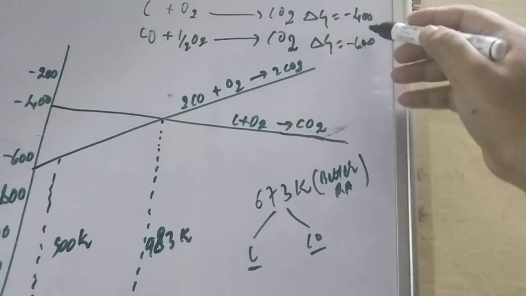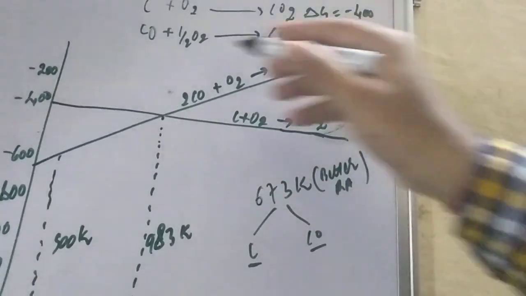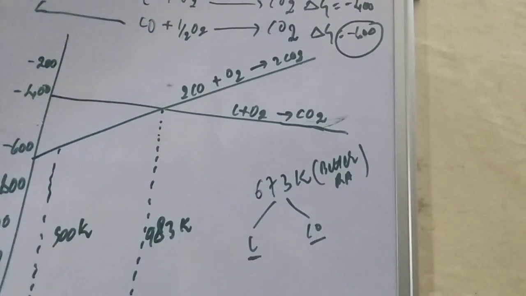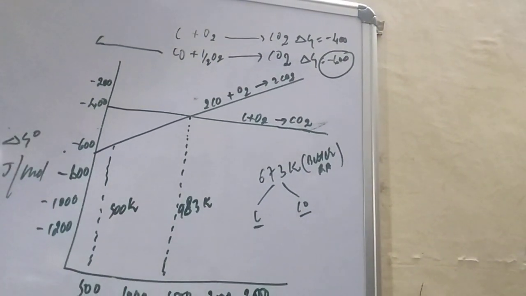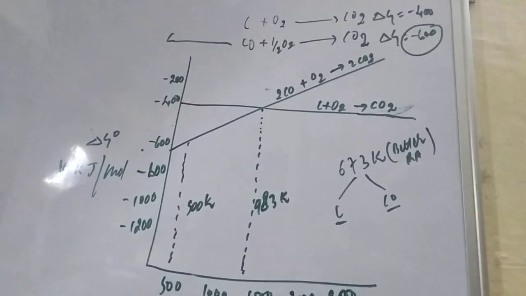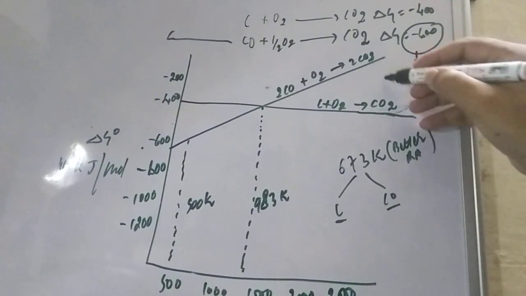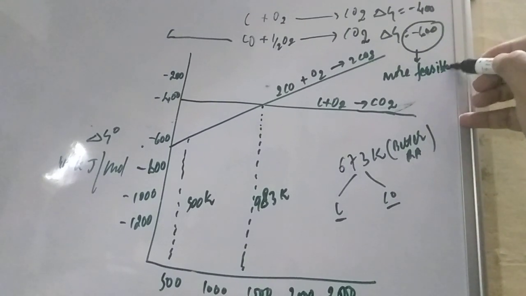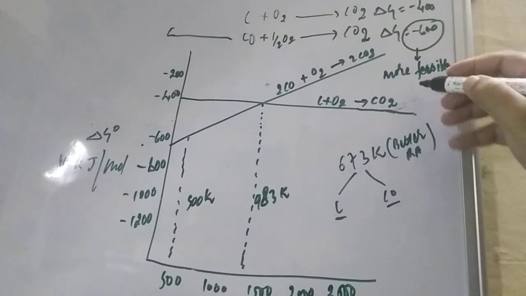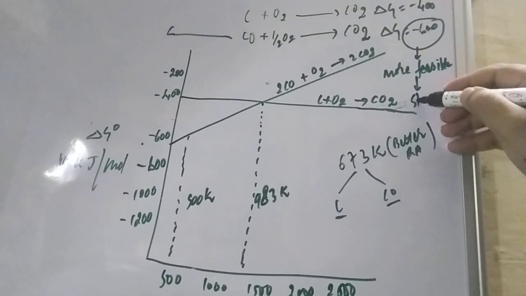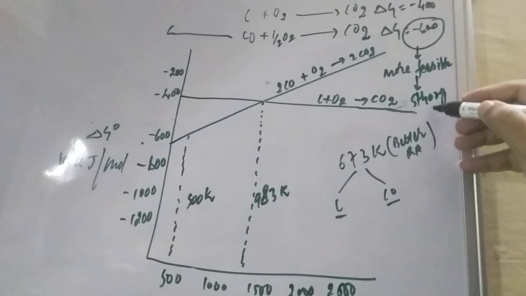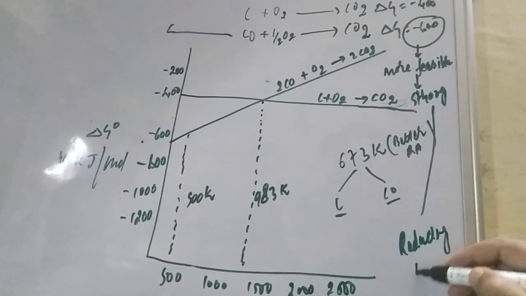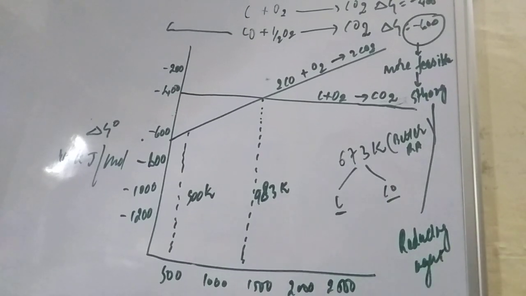Come on the top again, student, try to understand. See, for this reaction, the more negative it is, the more feasible it will be. If this is more negative, then this is more feasible, or you can say most spontaneous, which means a strong reducing agent. So you have to keep that in mind, student.